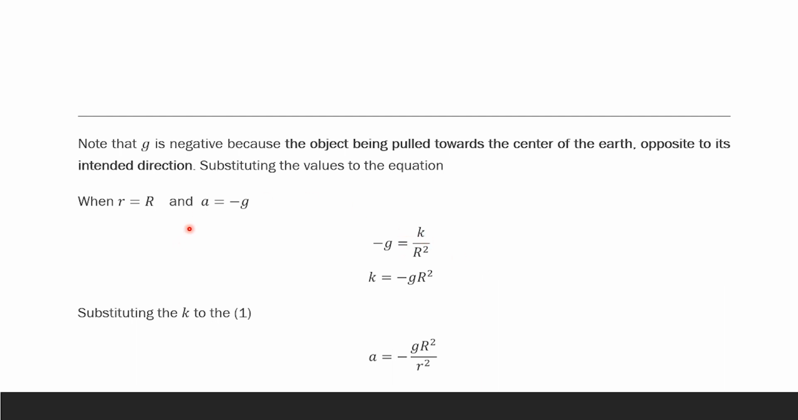So, substituting k into the equation, we arrive at a is equal to negative g R squared over r squared. So, this is our formula for acceleration. We now have one formula. Again, recap: g is constant, capital R squared is constant. This r squared here is not constant. Its value changes.